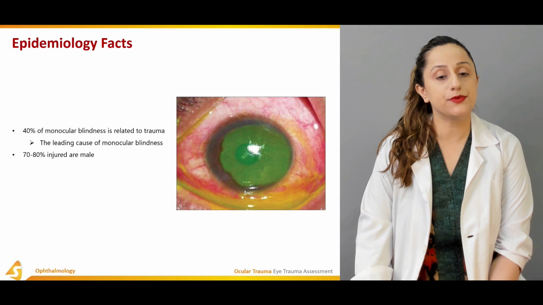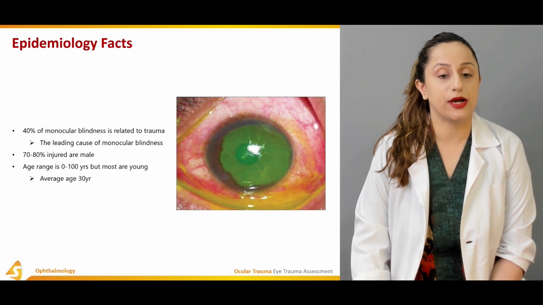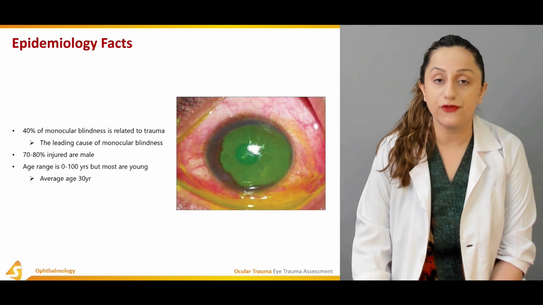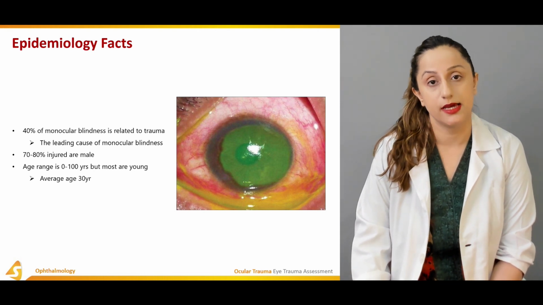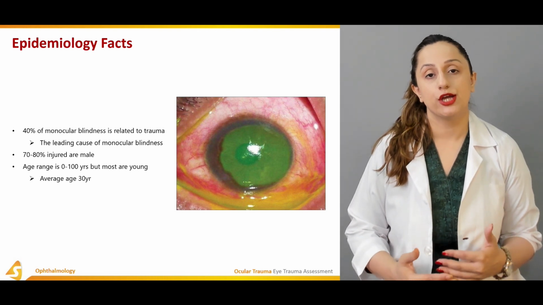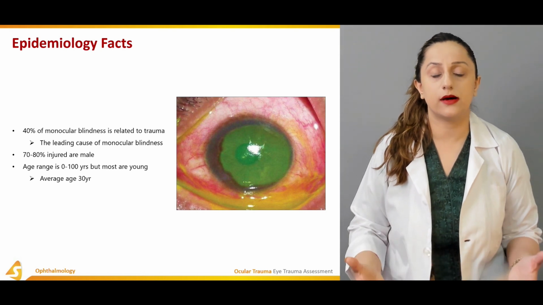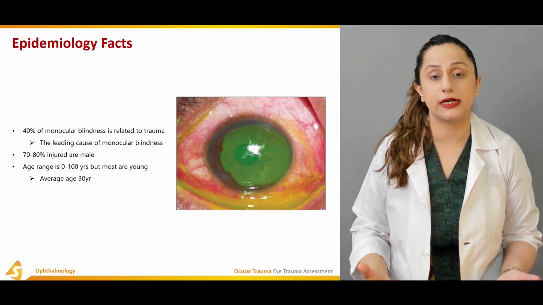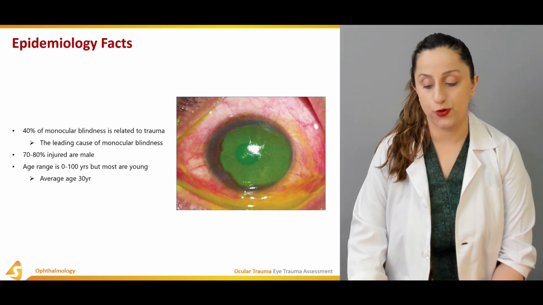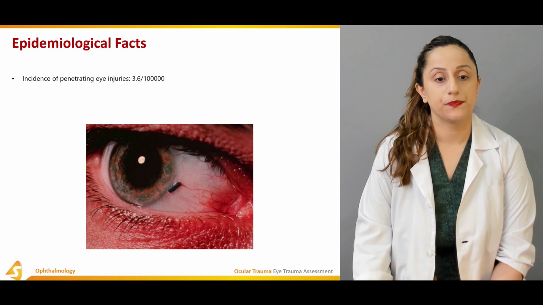So 70 to 80% of the injured are usually males. Age range is 0 to 100 years, but most are young, and the average age is almost 30 years in these individuals, because this is the age group that is more prone to road traffic accidents and occupational trauma. So this age group is more prone to the kind of ocular trauma that we're talking about.